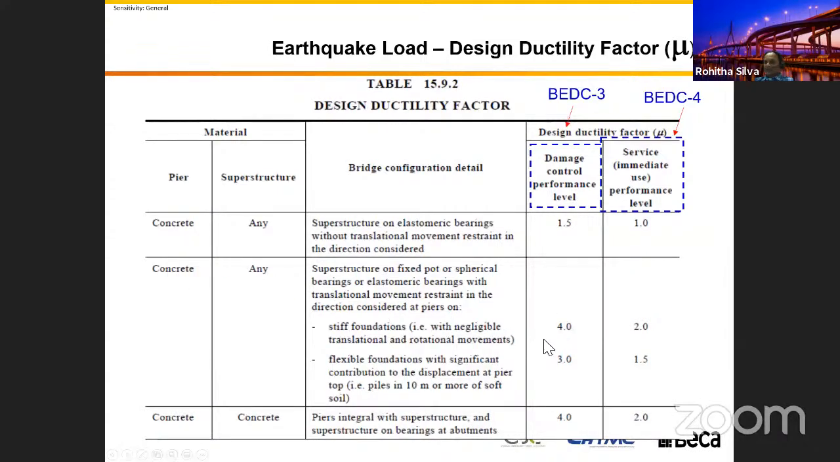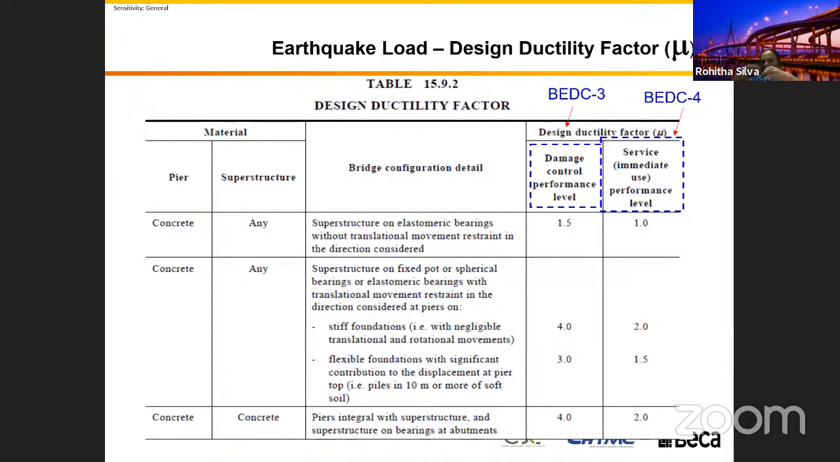And then the ductility factor, as I mentioned before, for the bridges we showed in the first two and the fourth, the continuous span bridges, the ductility factor is higher. But if you go to the standard bridge, sitting on elastomeric bearings, it's low. It's 1.5 for damage control. It's 1 for immediate use in service, because there is no contribution from ductility, I should say. And I believe it's not a mathematical thing.